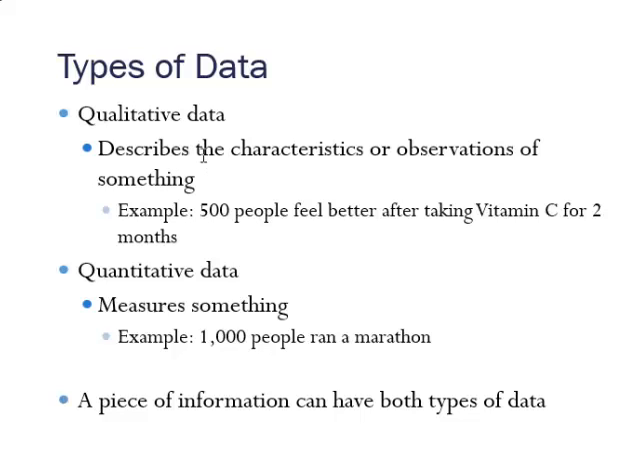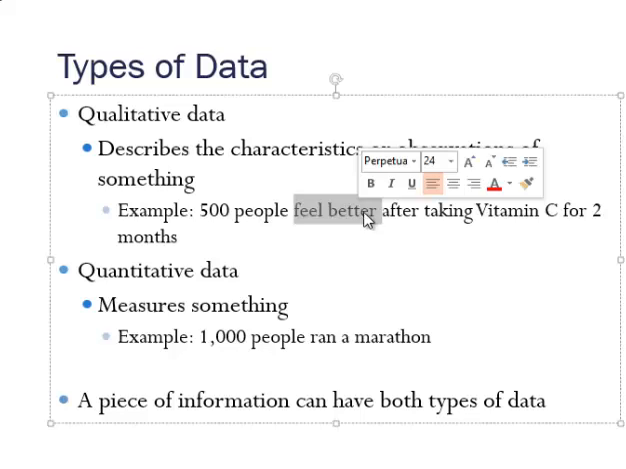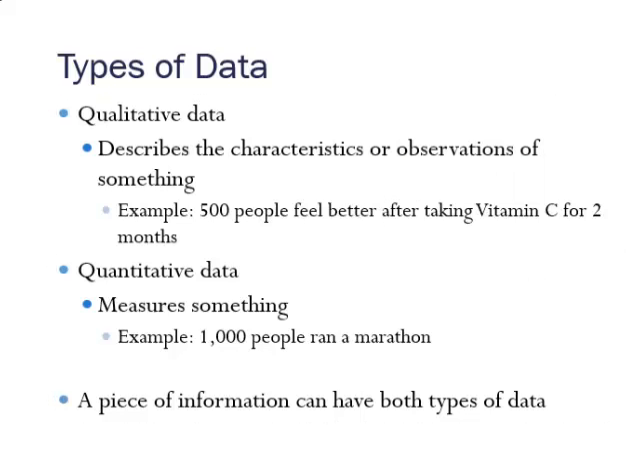Two different types of data are qualitative data, which describes the characteristics and observations of something, an example of that would be 500 people feel better after taking vitamin C for 2 months. Qualitative data, in other words, indicates a judgment, a result, something other than numbers. If I just said, for example, 500 people took vitamin C for 2 months, that would be the other type of data, quantitative data. Quantitative data means just an amount, something that happened. Qualitative data means something more than just a number, something more than just a statistic, something that represents some sort of judgment or conclusion.